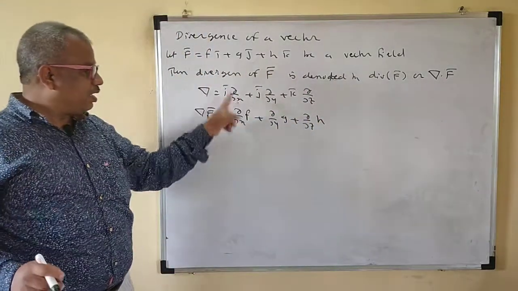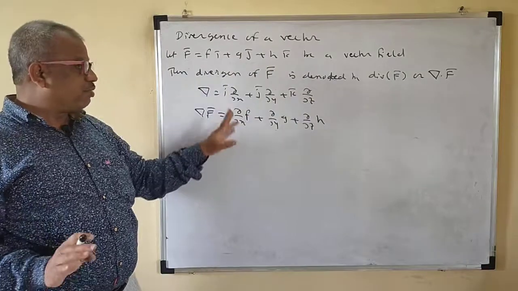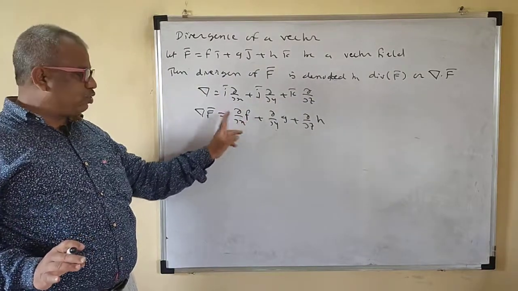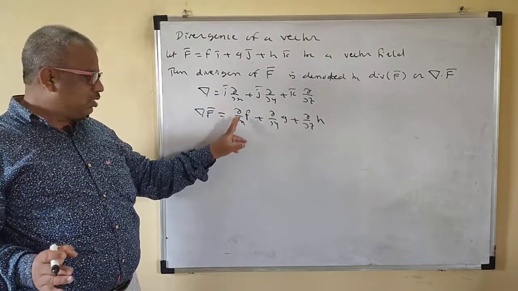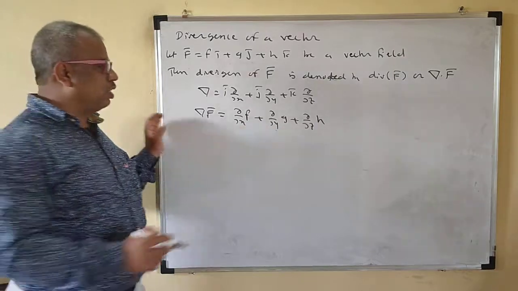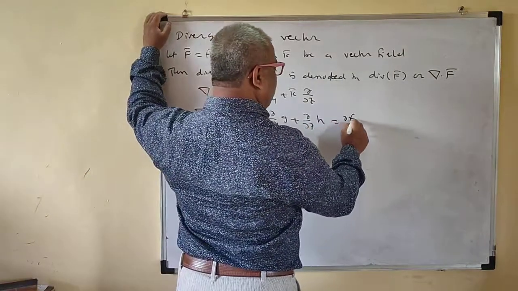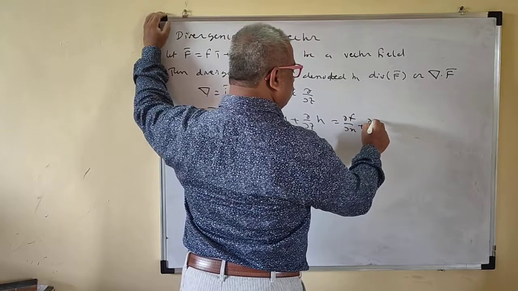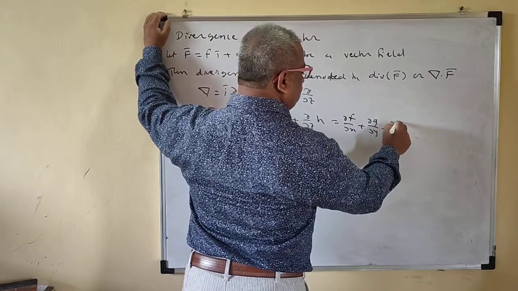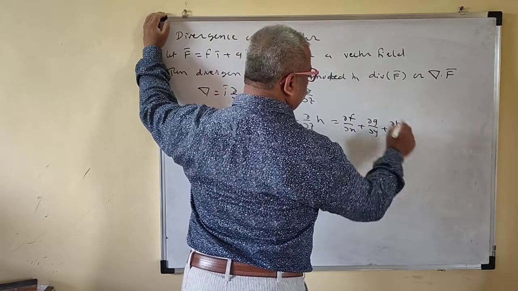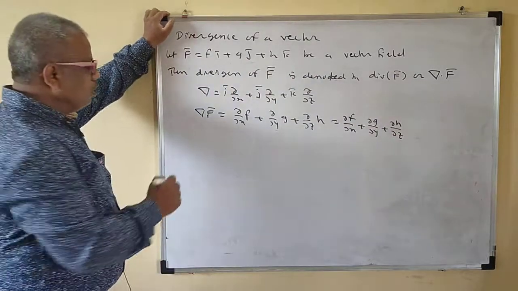First, the i bar component you have to take. But you have to take care of this. You don't write this f into ∂/∂x. It will be meaningless. Just ∂f/∂x. This is actually ∂f/∂x plus ∂g/∂y plus ∂h/∂z.